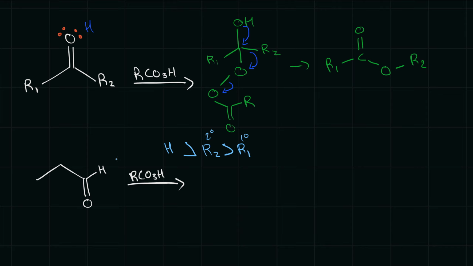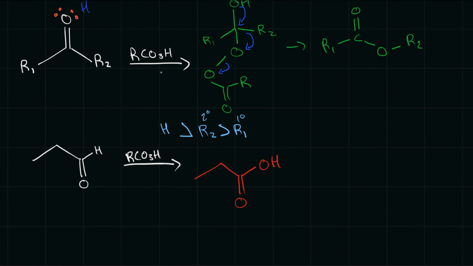So if we have a hydrogen connected to the carbonyl group, which classifies it as an aldehyde, the hydrogen is always going to be the one that's going to migrate. And what that creates is this product right here for this specific aldehyde. And notice that this is no longer an ester. This is actually a carboxylic acid. And so the formation of this carboxylic acid is preferred over creating that ester. And so this is the Baeyer-Villiger reaction.